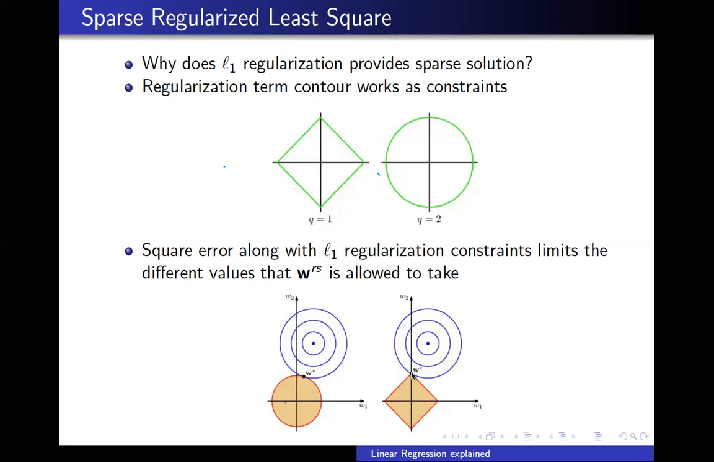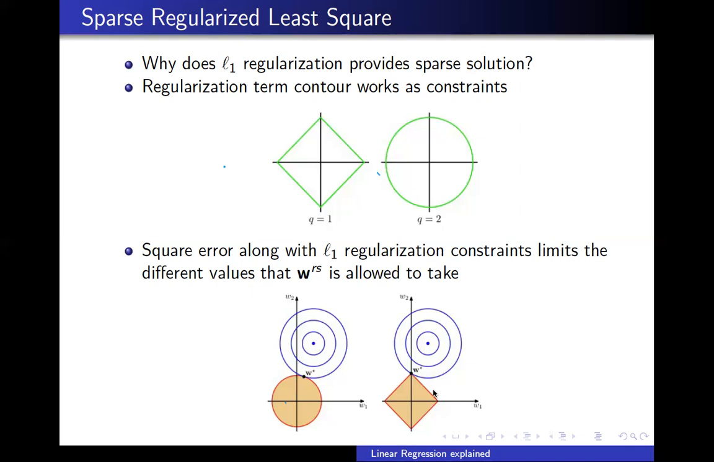Then this vertex has the corresponding W2 value at 0. So that means it has only one parameter that is non-zero, everything else is 0. Once you go to a higher dimension, meaning once you have a larger number of features, then this L1 norm region in the parameter space has a convex shape with many vertices of this type, or many planes where many of these parameters are 0.